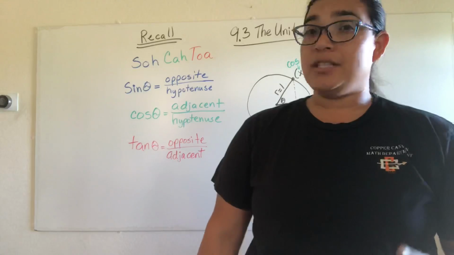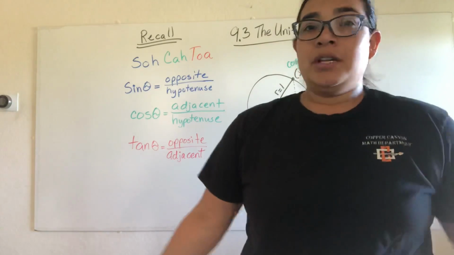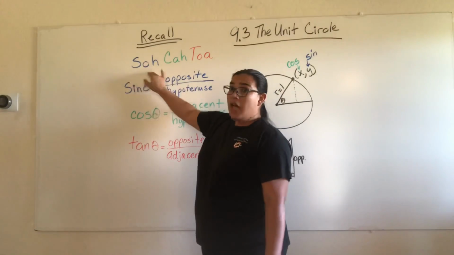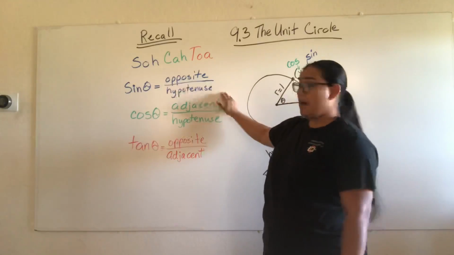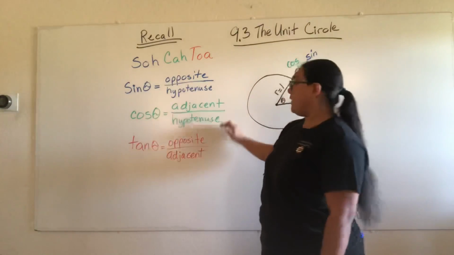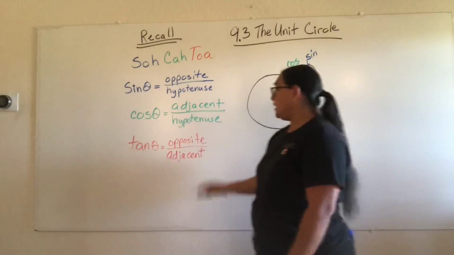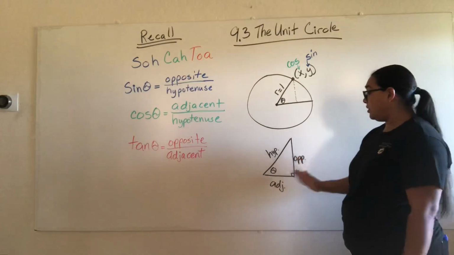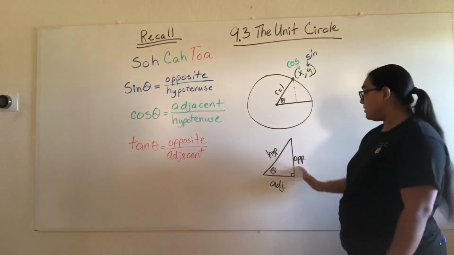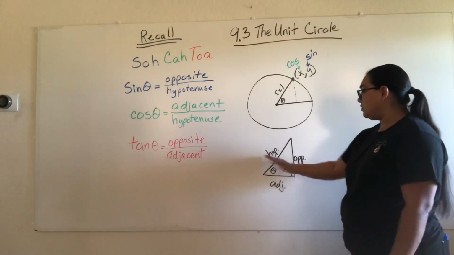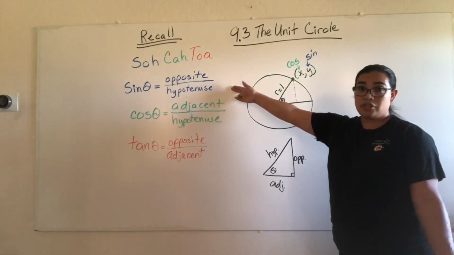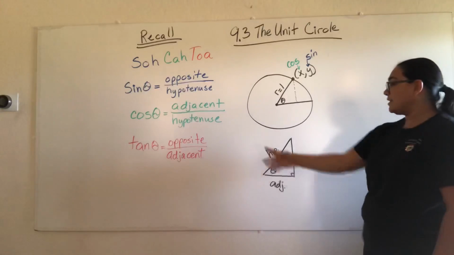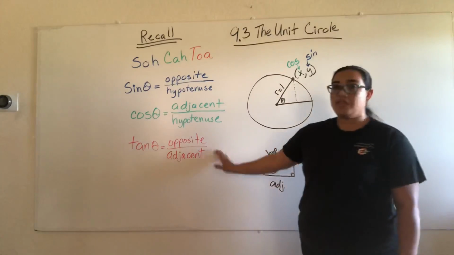SOHCAHTOA was a nice way to help you remember those trig functions. There's 3 basic trig functions, and it's kind of hard to remember if you don't have something to help you memorize it. So remember, SOH, CAH, TOA stand for: sine is opposite over hypotenuse, cosine is adjacent over hypotenuse, and tangent is opposite over adjacent. All those come from a right triangle. If you had a right triangle, you could put different sides in terms of ratios. Opposite over hypotenuse, the lengths of those 2 sides, would give you your sine value. Adjacent over hypotenuse would give you your cosine answer. And lastly, opposite over adjacent would give you your tangent value.